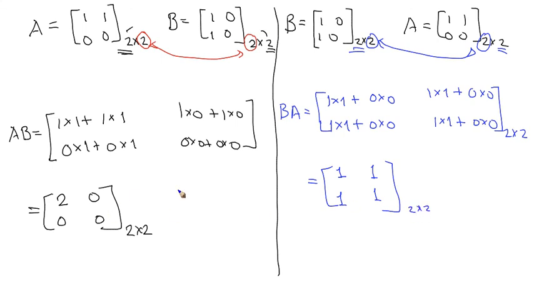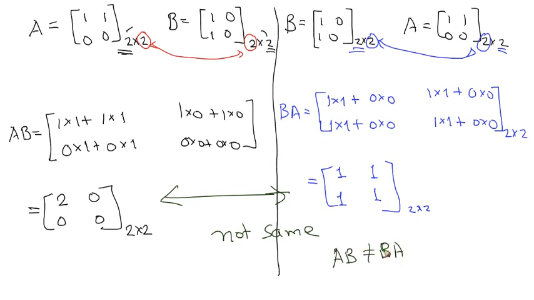So you can see this is BA and this is AB, and these two matrices are not same. All four entries are different. We can say that two matrices are not same even if one entry is not same. So clearly in this case, AB is not equal to BA. Both products are possible. A into B is possible. B into A is also possible.